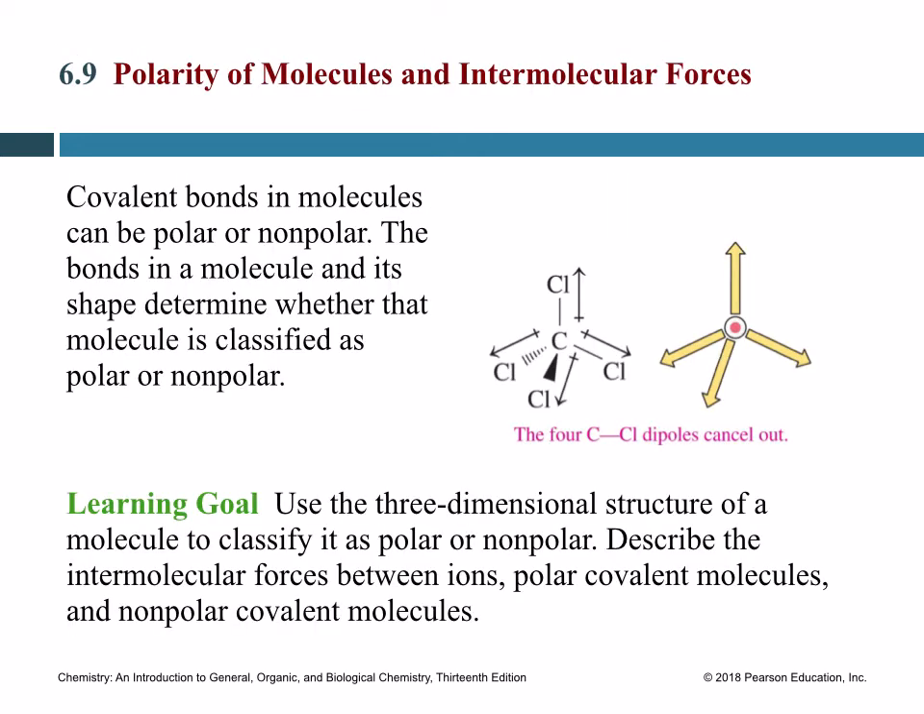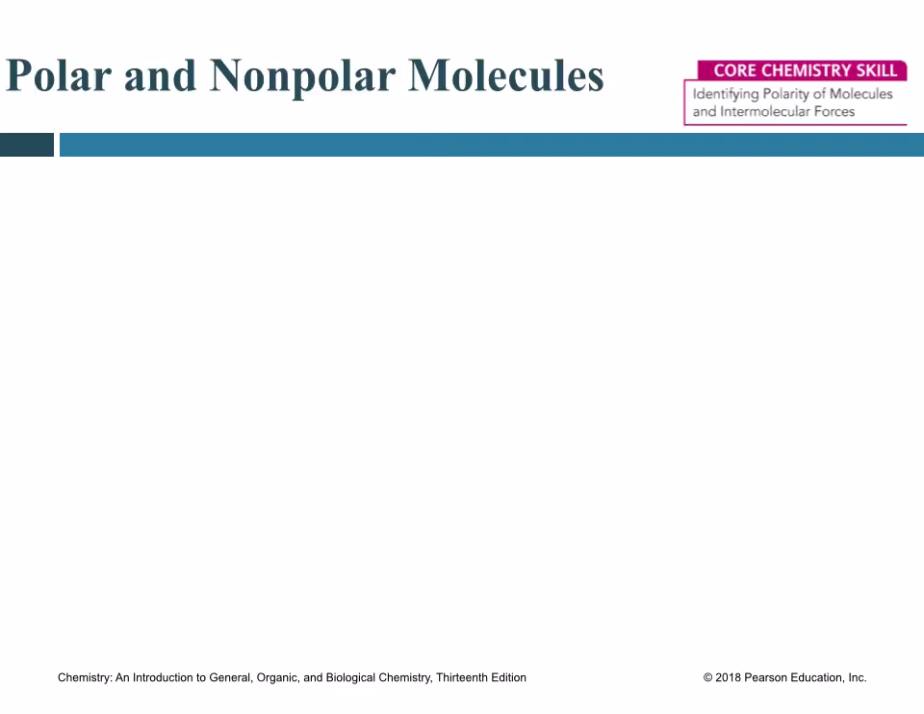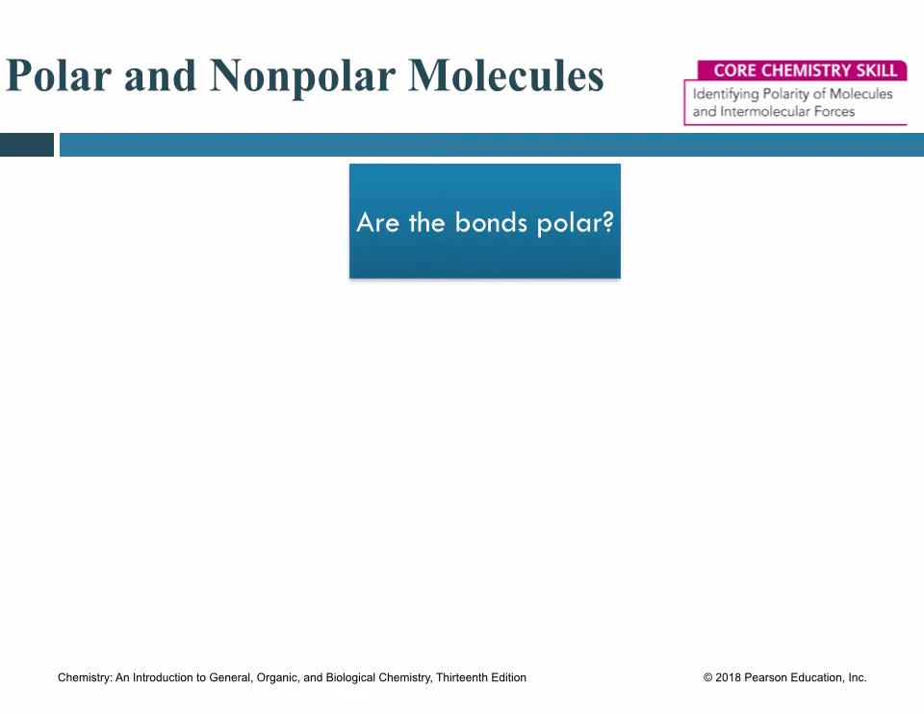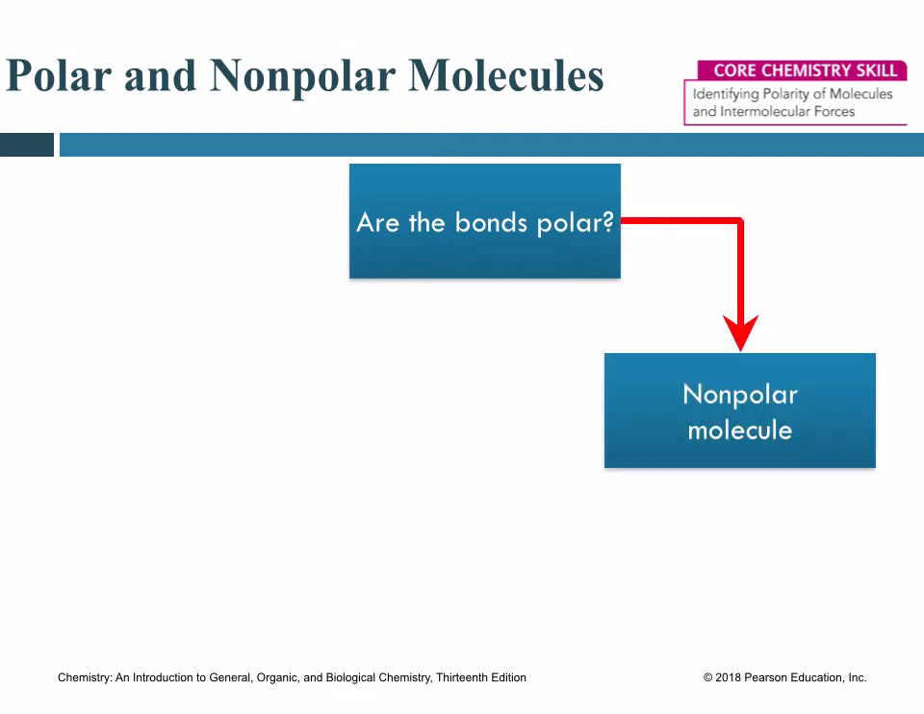Using the 3-dimensional structure of a molecule, we can determine the overall polarity of a molecule as well as the forces that hold the molecules together. To determine if a covalent molecule is polar or nonpolar, ask yourself the following questions. First, are the bonds polar? If not, then the molecule is nonpolar, as in hydrogen.